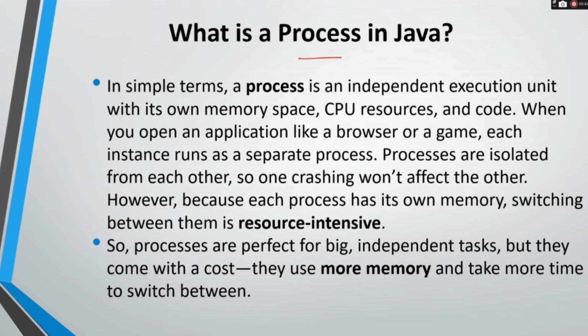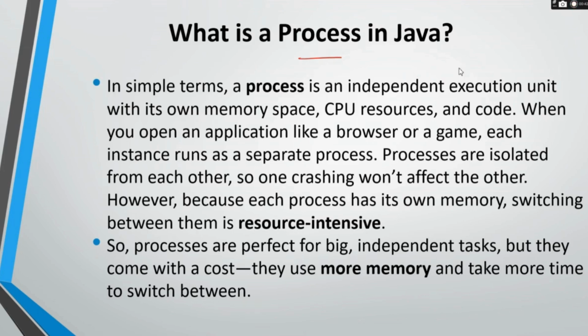Switching between them is resource intensive; process switching is also called context switching. So processes are perfect for big and independent tasks. But they come with a cost. They use more memory and take more time to switch between, because they are large in size. That's the reason it's more costly to switch between processes.